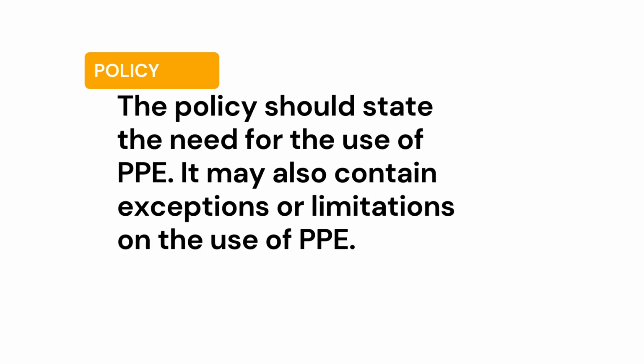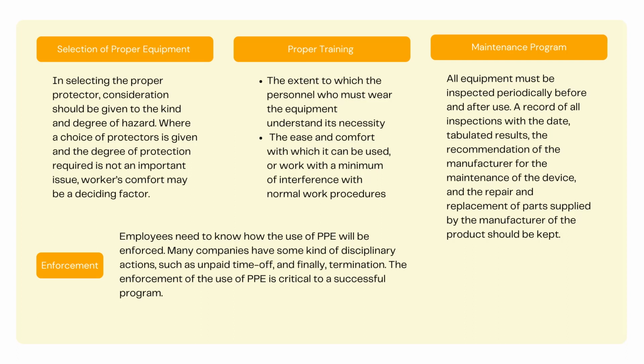Next is the policy. The policy should state the need for the use of PPE. It may also contain exceptions or limitations on the use of PPE. For the policy of selection of proper equipment, in selecting the proper protector, consideration should be given to the kind and degrees of hazard. Where a choice of protectors is given and the degree of protection required is not an important issue, workers' comfort may be a deciding factor.